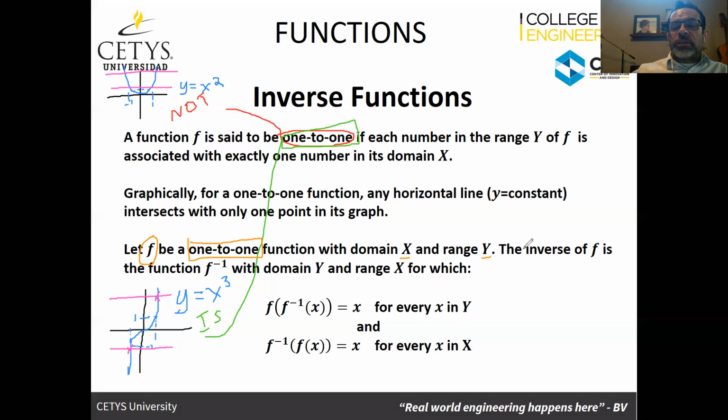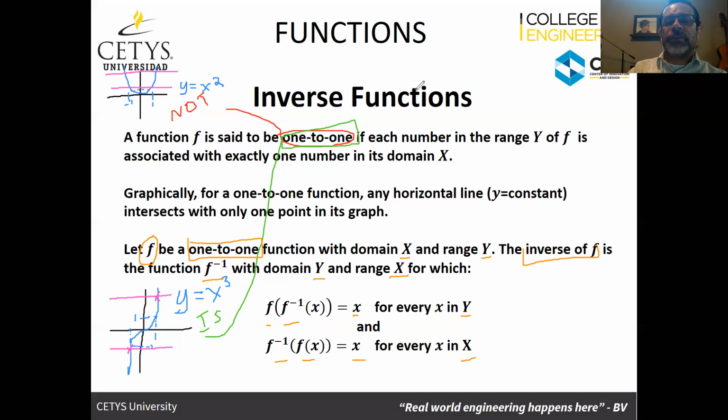The inverse of f is going to be a function that's denoted by f to the -1, where now the domain is y and the range is x. So the domain and the range flip or change. So the composition f of f to the -1 is going to give me x, and f to the -1 of f is also going to give me x, for either the range y or the domain x. Now, something very important here with regards to notation.